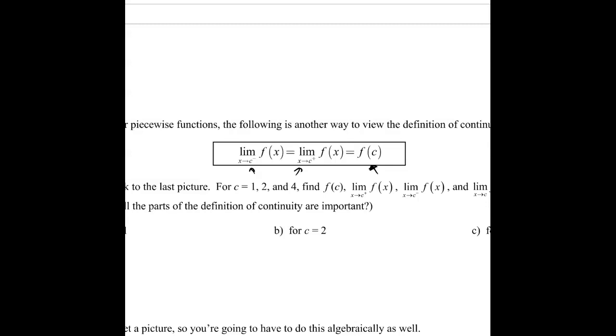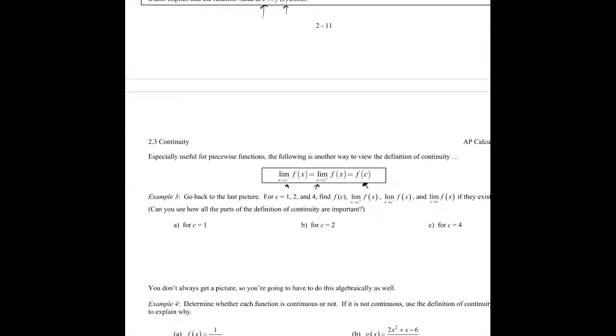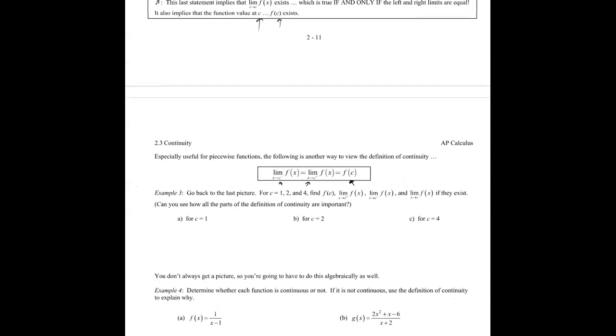Make sure that all of these things are equal. The limit as x approaches c from the left should be equal to the limit as x approaches c from the right, and the value of f of c. All of those should be the exact same number. Alright, so going back to example 2, the last picture, it said for c is equal to 1, 2, and 4, find f of c, the limit as x approaches c from the right, the left of f of x, and find f of x if they exist.